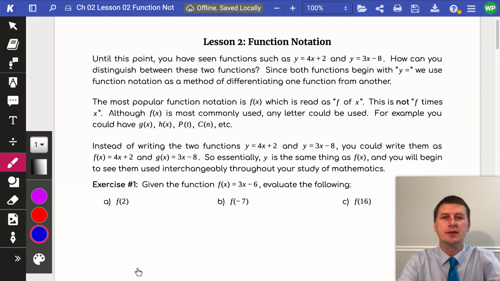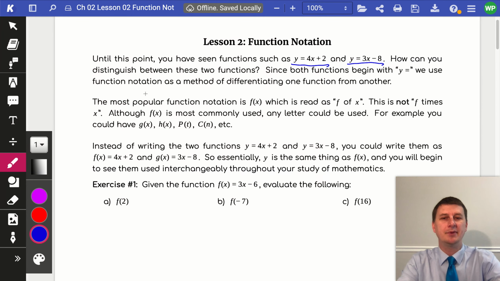Until this point you have seen functions such as y equals 4x plus 2 and y equals 3x minus 8. Clearly, they are two different functions, but how can you distinguish between these two functions? Since both functions begin with y equals, we use function notation as a method of differentiating one function from another.